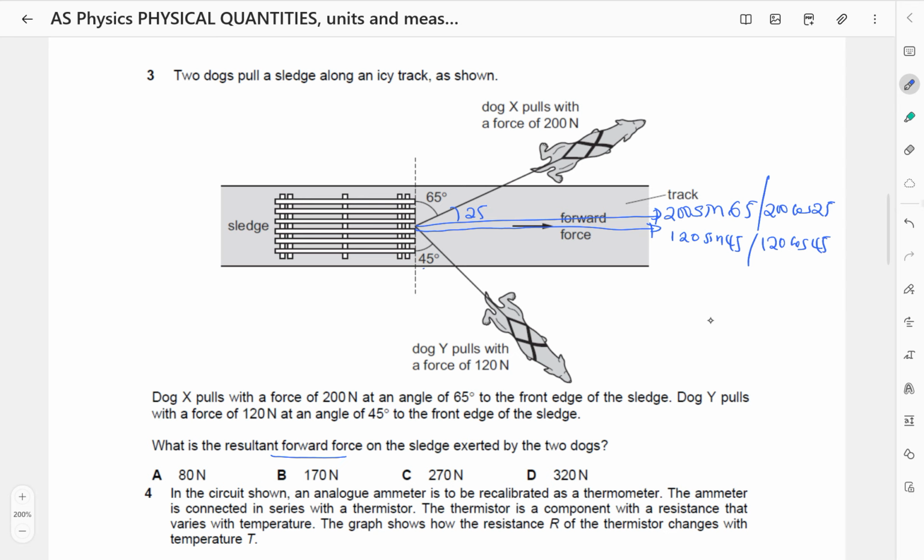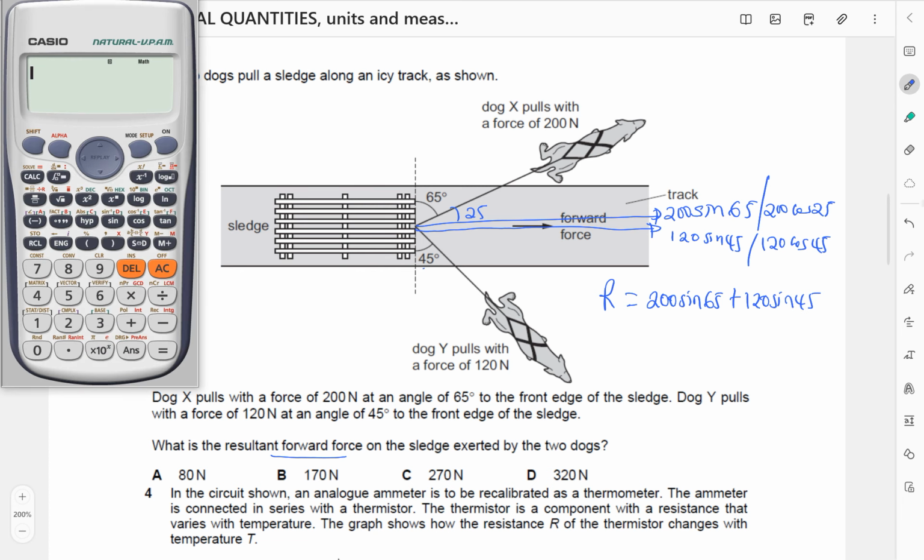Okay, so we now find the total forward force. So the resultant force is going to be, I will just use one part, 200 sine 65 plus 120 sine 45.